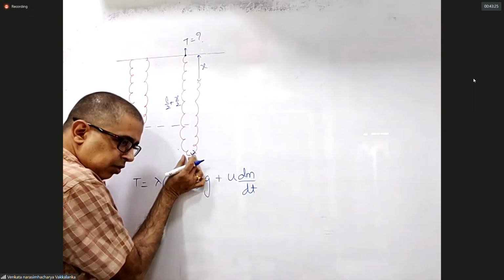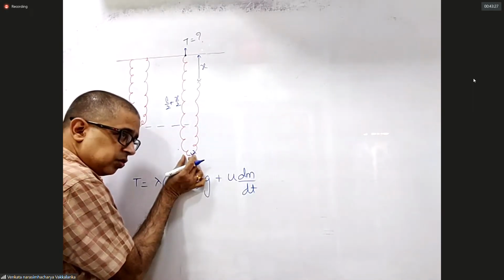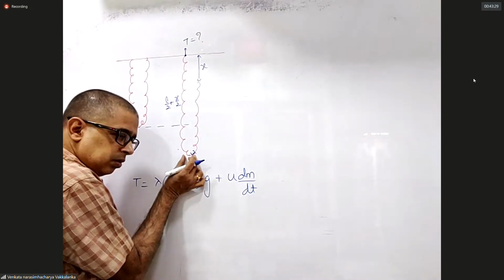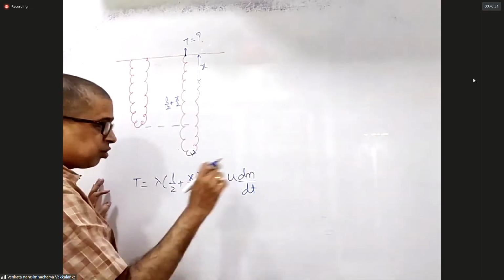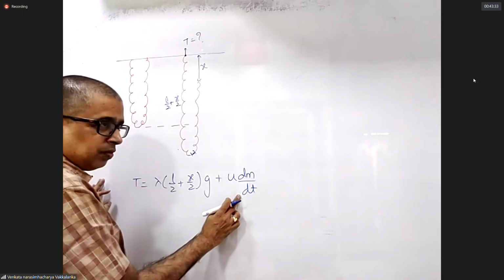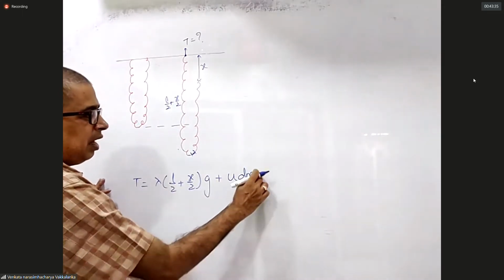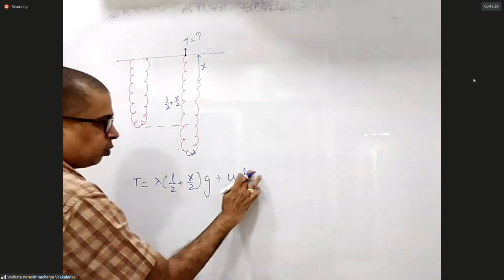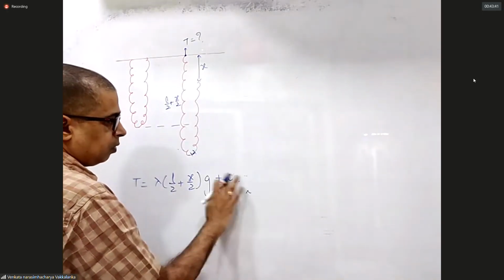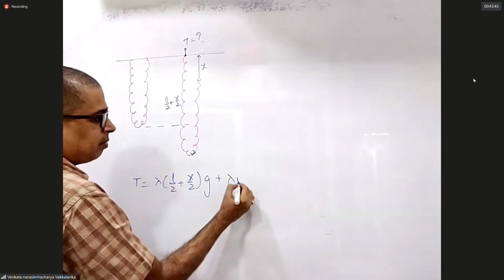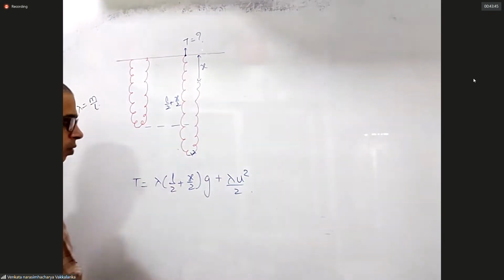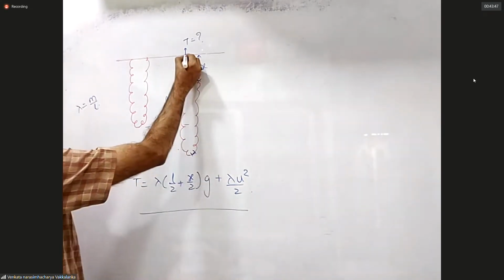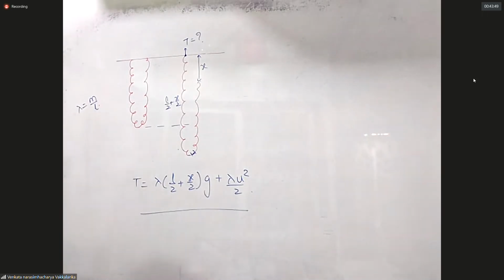Yes, sir. There will be a change in force. I mean, there is a force. That force is the thrust force. Lambda dx by dt. Now dx by dt, you know, is u by 2. So I'll put lambda u square by 2. This is the force exerted here.